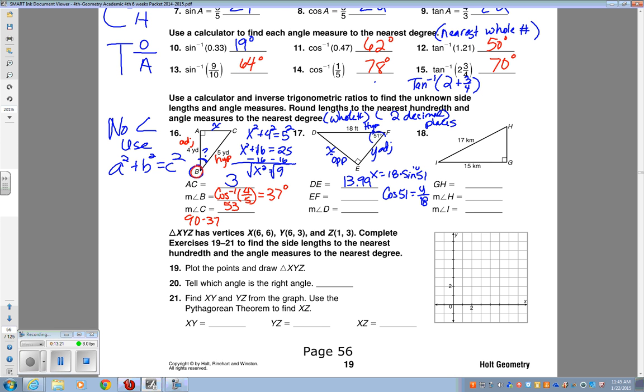Yes, sir? If they give you an angle, yes. You talking about for the second part? You can use Pythagorean theorem once you have one. Once you have 2 sides, you can do Pythagorean theorem. It'll give you the same answer. Okay? Okay.